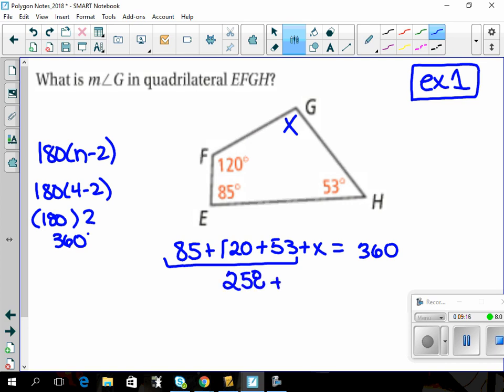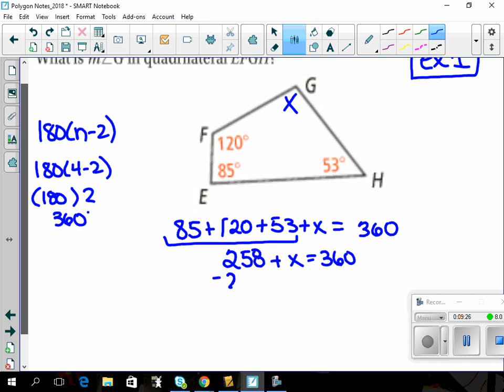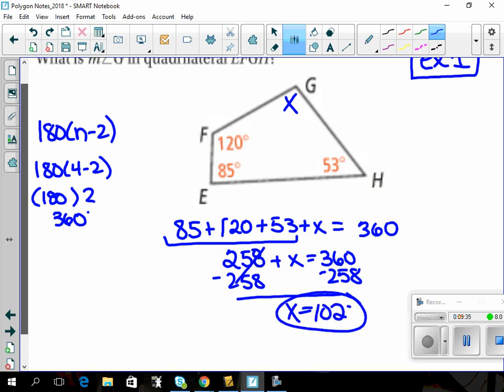258. I'm still trying to solve for x, right? Then I subtract 258. That's right. So 102 is the missing angle. 102 degrees. Okay? Again, this one's a little basic. I get that. The algebra will get more difficult.